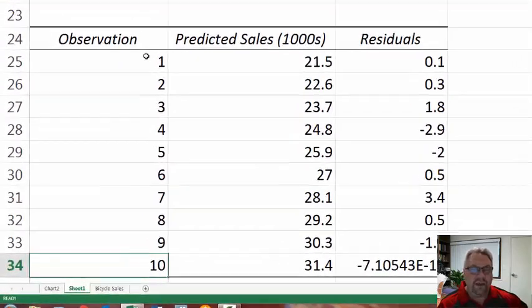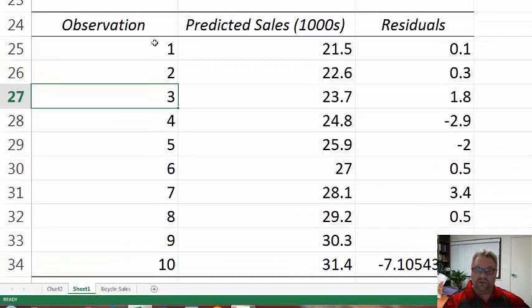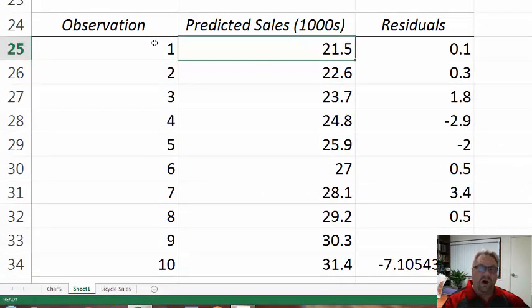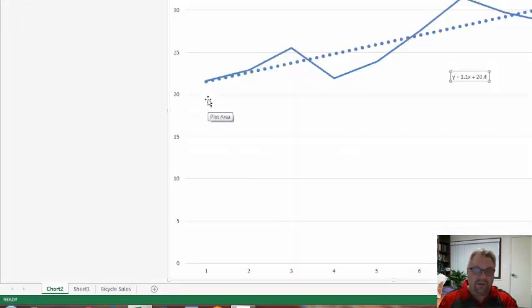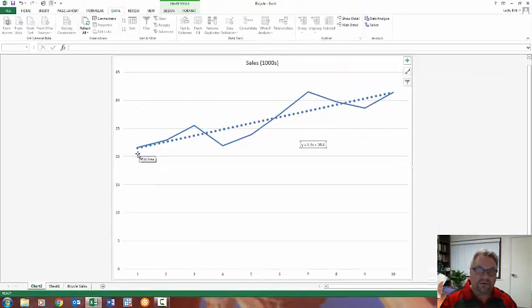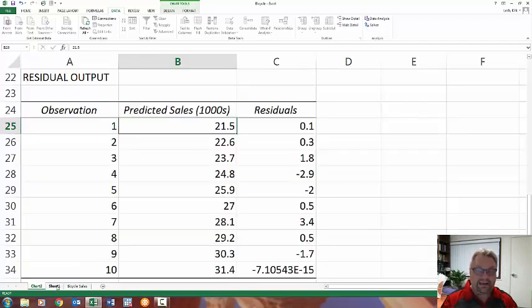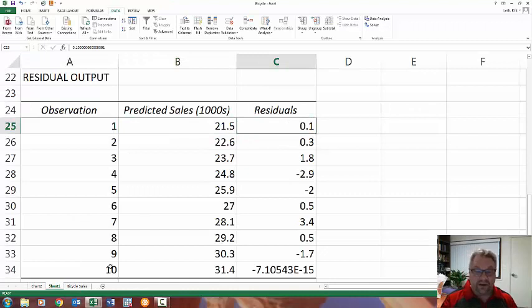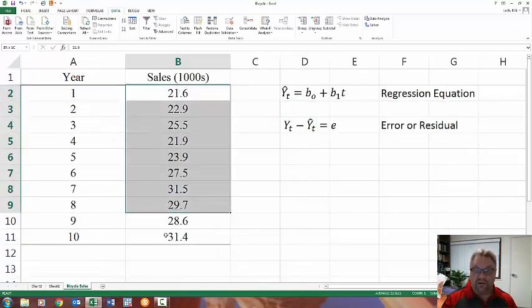Okay, so here we have our time period, right? Observation 1, 2, 3, and so on. Here are our predicted sales. To help you see this, the predicted sales are on the regression line itself, or the trend line. Even though we can't see this because I've blown everything up, there's a small gap between our actual sales and our predicted sales. And in fact, that gap is equal to 0.1. And actually, I can show this to you because here are my actual sales.